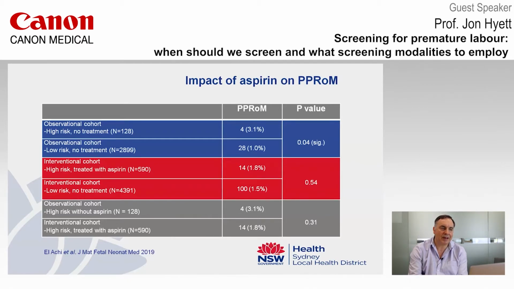In the red bars, if we then look at what happened in an interventional cohort, so here the high-risk women are given aspirin, then you seem to get some reduction in prevalence of PROM in that group. But also notice that in the low-risk group who had no treatment, the PROM rate was actually slightly higher than it was in the first data set in blue that I showed you. But if I compare the two high-risk cohorts, in grey at the bottom, you can see that you do seem to get a modest reduction in rates of PROM by giving aspirin to women who were high risk for preeclampsia.